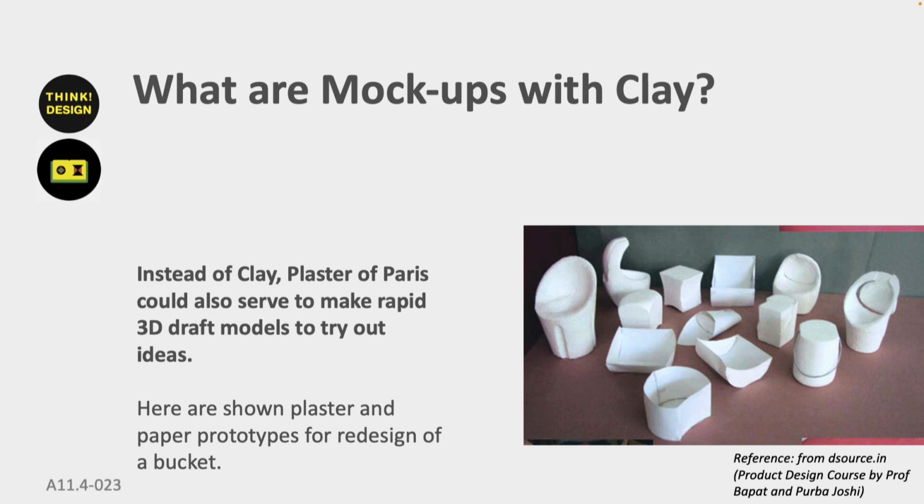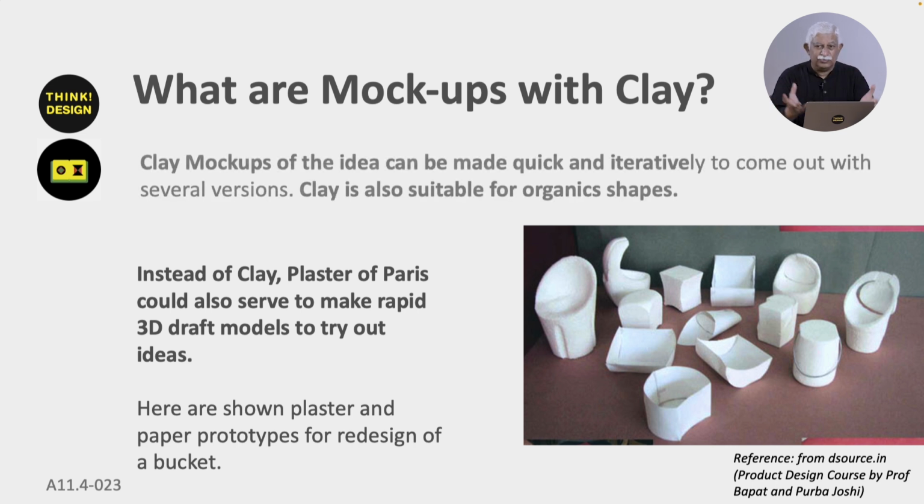Now let's look at clay. Clay is a very simple material. Once you form the clay, you can make organic shapes. It's very easy to make shapes out of it, very quick to do. And you can make 3D models out of it. Here are shown plaster and paper prototypes for the redesign of a bucket.